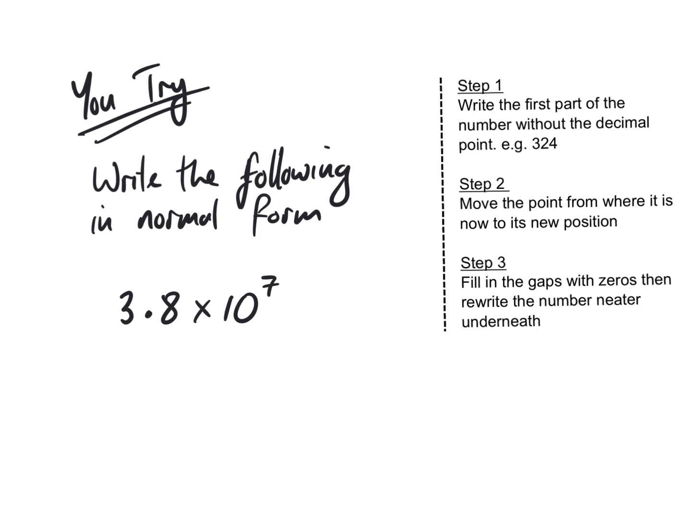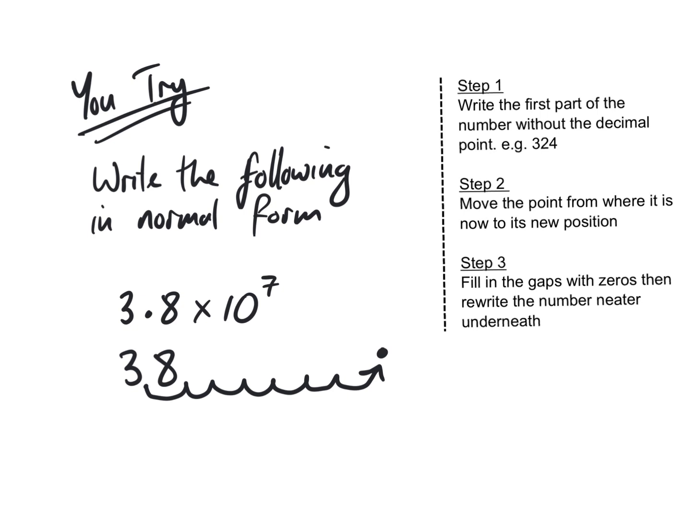So following step 1 there, write out the number without the point, or the first part of the number, this 3.8. So I'm just going to write out 38. And then step 2, move the point from where it is now to its new position. So the point is currently between the 3 and the 8. I'm multiplying by 10 7 times, so I need to move the point 7 spaces from where it is between the 3 and the 8 here. 1, 2, 3, 4, 5, 6, 7 spaces, and place it in its new position.